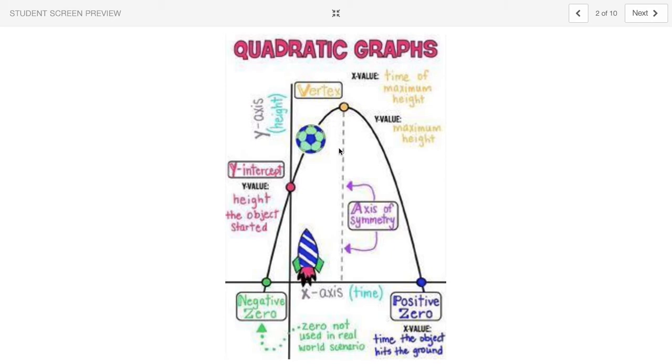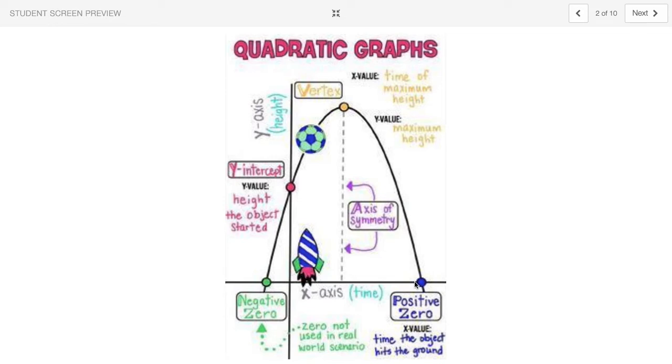So we have the x-axis. All x values typically stand for time. And then we have the y-axis, and all y values normally stand for height. We have our vertex, our middle point, or our turning point. Once it reaches the highest point, it will turn and go the other direction. We have the axis of symmetry.